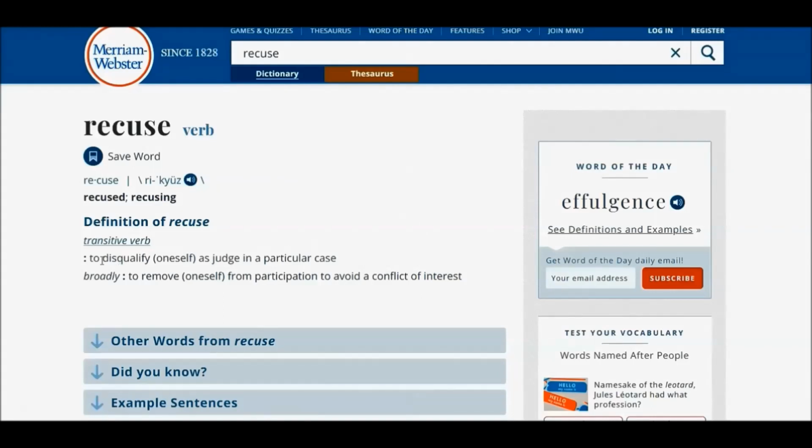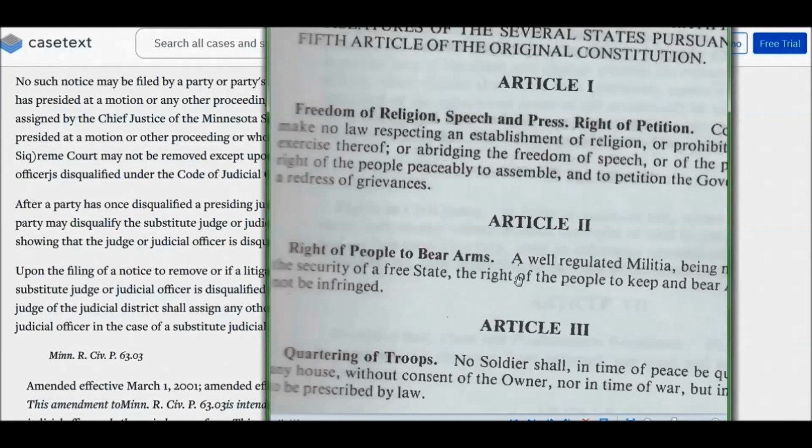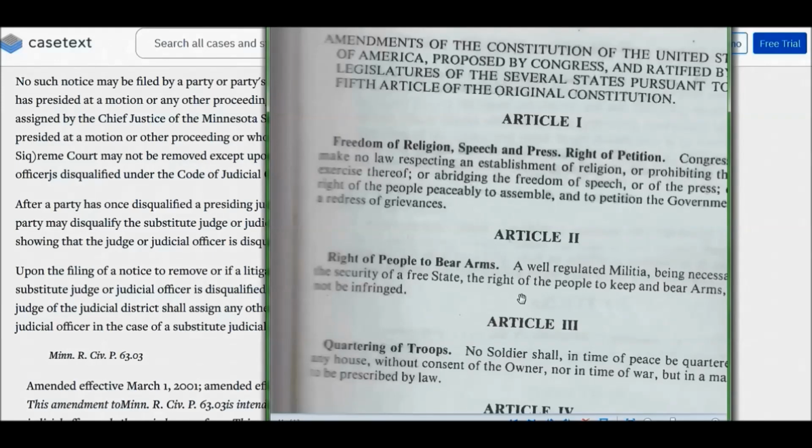To recuse: to disqualify oneself as a judge in a particular case, to remove oneself from participation to avoid conflict of interest. There are two ways an acting judge can be recused. The first is that weight and swing it and slap them with it, and casually carry on that weight and go by your way. No matter what wrong they do, since you have a right, it is your responsibility to make things right, regardless of what venue you're in. It is up to you.